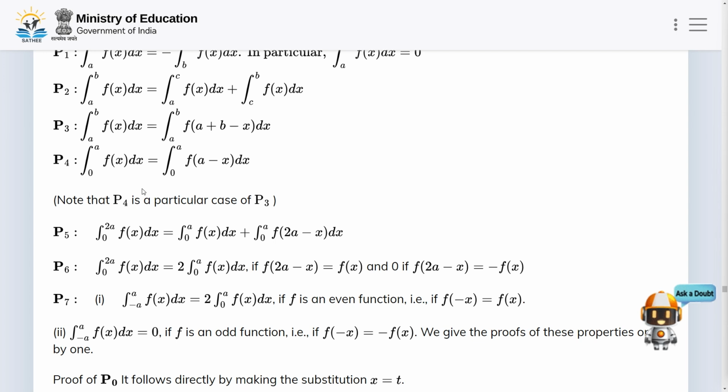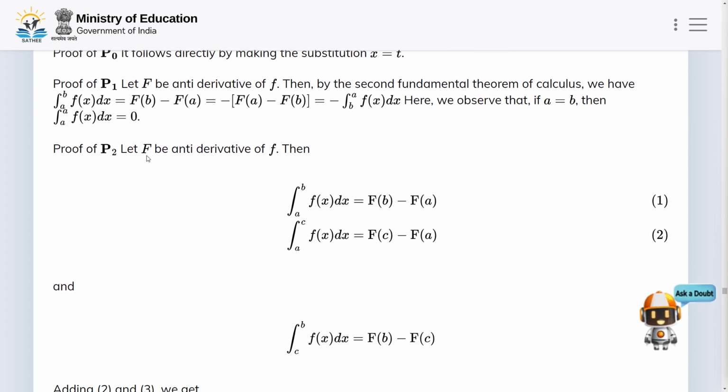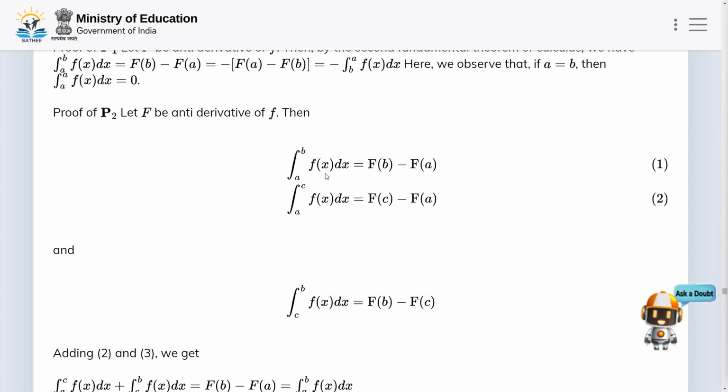Property 2 says the definite integral from a to b of f(x) dx is the same as the definite integral from a to c of f(x) dx plus the definite integral from c to b of f(x) dx, where c lies between a and b. Let capital F be an antiderivative of small f. Then the definite integral from a to b of f(x) dx can be rewritten as F(b) minus F(a) using the second fundamental theorem of calculus. Now the definite integral from a to c of f(x) dx will be F(c) minus F(a).